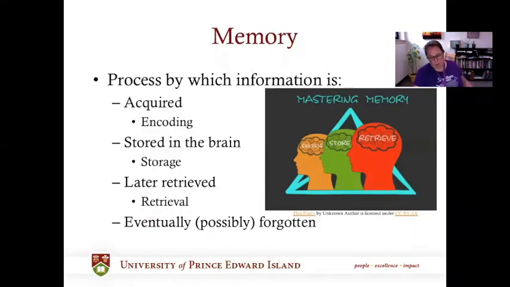Our memory is the process by which information is retained for later use. The basic process follows the format where information is acquired or encoded, which leads to then storage in the brain. And then once the information is stored, of course, there's possible retrieval for this information later. So you probably know from tests you've done that there's no guarantee you're going to be able to retrieve it exactly when you want to.